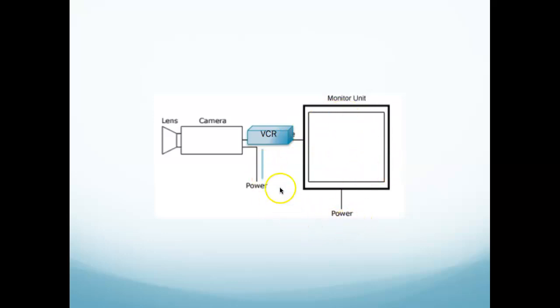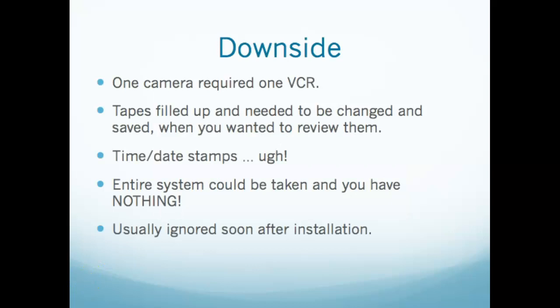Everything was running on independent power, and essentially one camera, one VCR, one monitor unit. That was the original small retail business kind of video surveillance system. The downside, and actually these are CCTV systems in reality, we're trying to get away from that word, so I'm not going to mention it too much, but they were closed systems. But you required one camera, required one VCR.